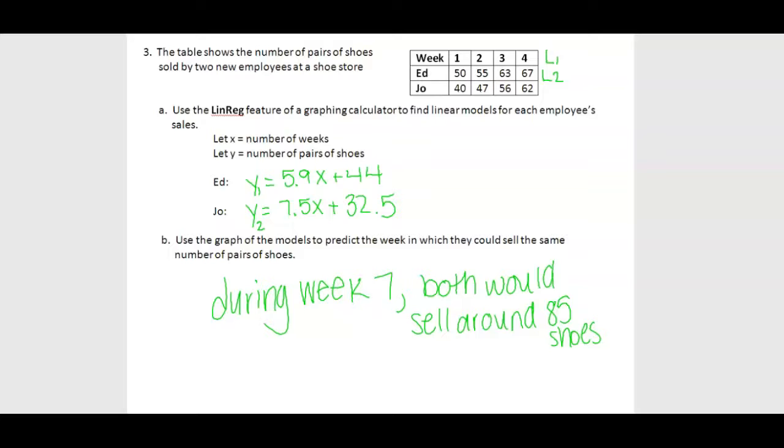How's my coffee? What's the X max? I did 15, but if they intersect at 7, 10 would work, 12 would work. You're making a prediction. It doesn't have to be precise. What's the Y max? 40, 100.